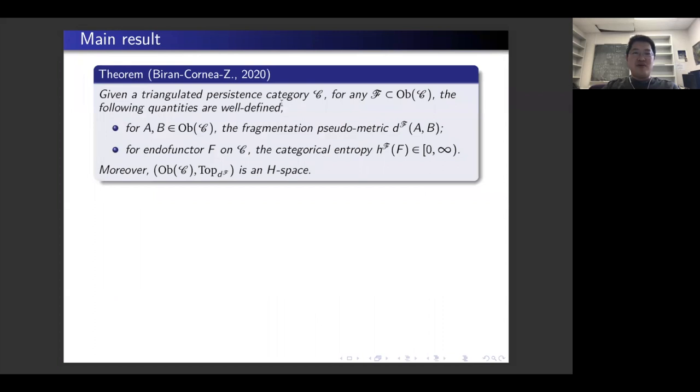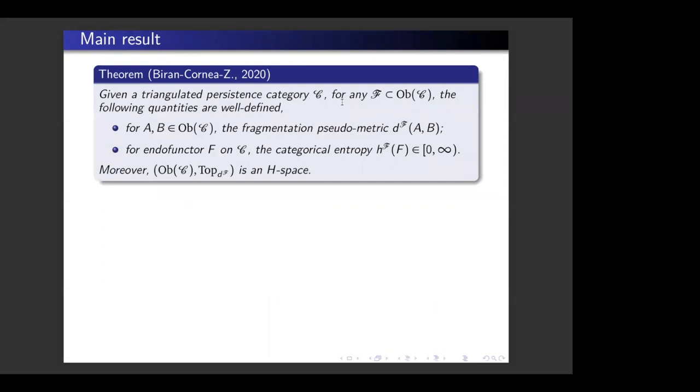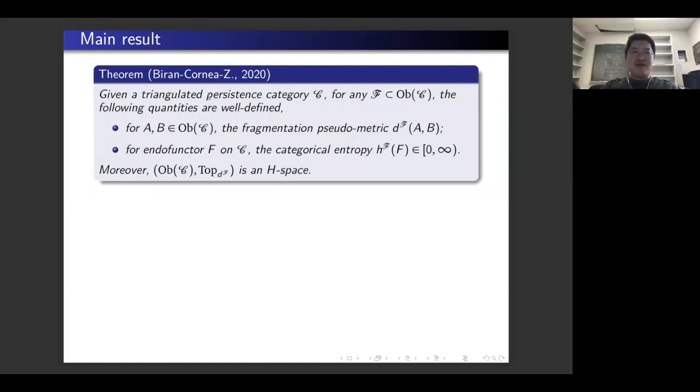So given the triangulated persistent category, we have to define that. And for any subset of the object set, you can define at least two quantities. One is called fragmentation pseudo metric, DF, which is a pseudo metric on the object set. And the other is called categorical entropy of a functor of a category, and this is called HF. This HF is more or less like a growth rate or any other equivalent name. And this HF is defined from DF.